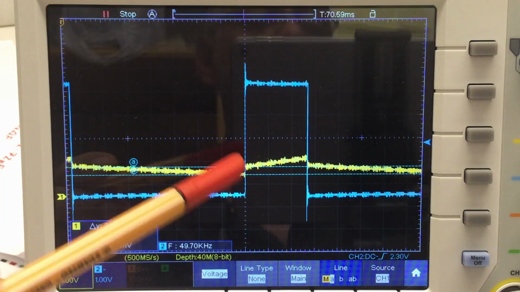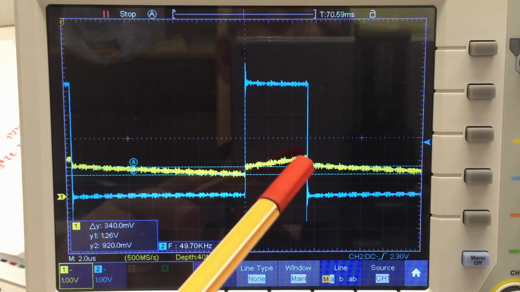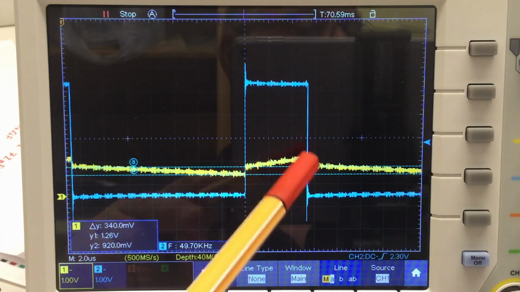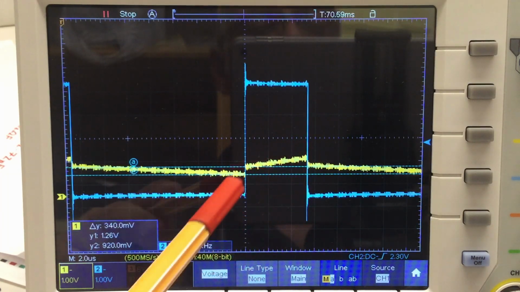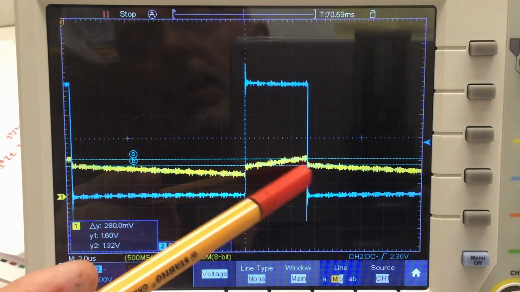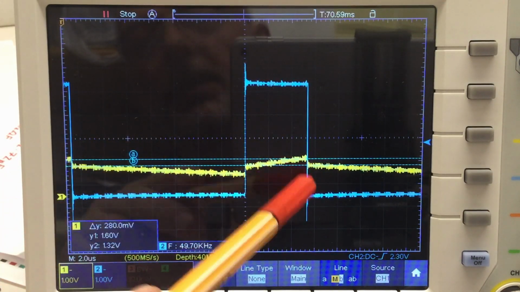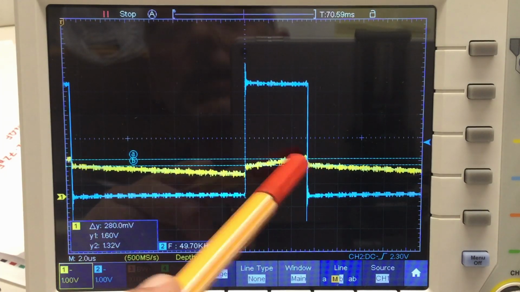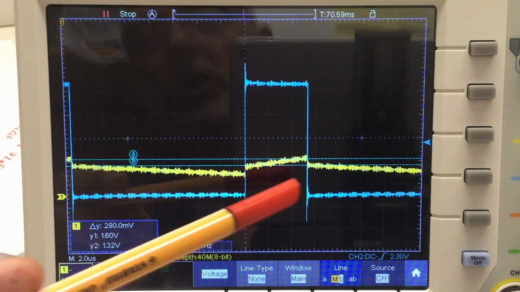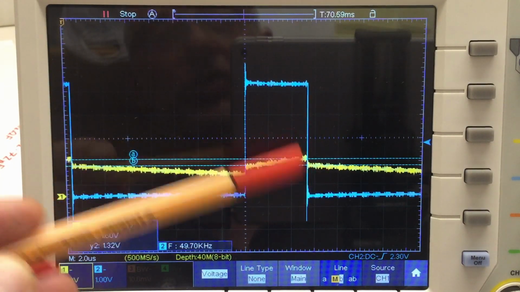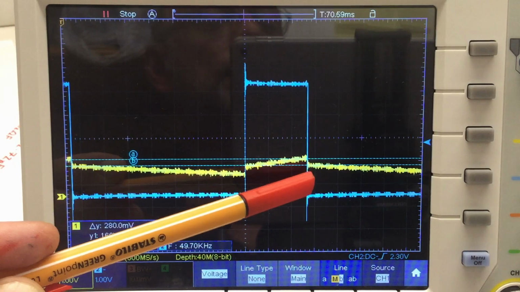Please note that this is almost or exactly 50% of our total charge voltage here of 680 millivolts. So that's significant. The jump in voltage when we start discharging is 280 millivolts. That's still 40% of our total discharge voltage, so also very significant.